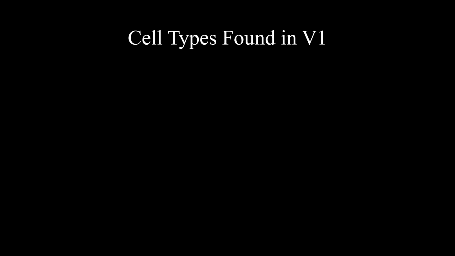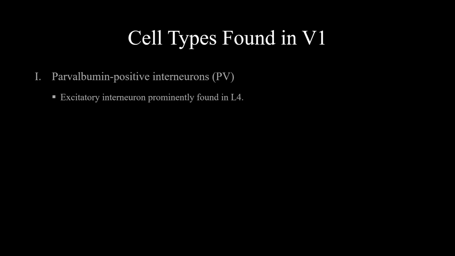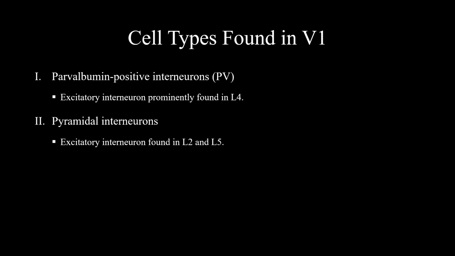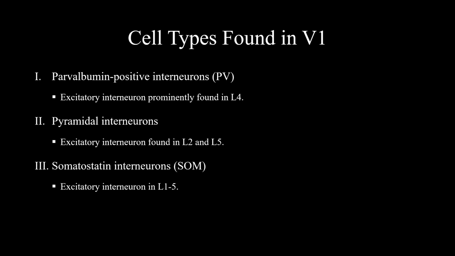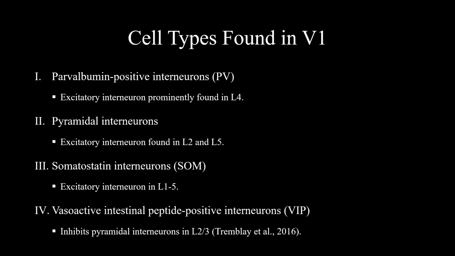Cell types found in the primary visual cortex, or V1: parvalbumin positive interneurons, or PV, are excitatory interneurons prominently found in layer 4. Pyramidal interneurons, another excitatory interneuron, are found in layers 2 and 5. Somatostatin interneurons are excitatory interneurons that are found within layers 1 through 5. Vasoactive intestinal peptide positive interneurons, or VIP, inhibit pyramidal interneurons in layers 2 and 3.